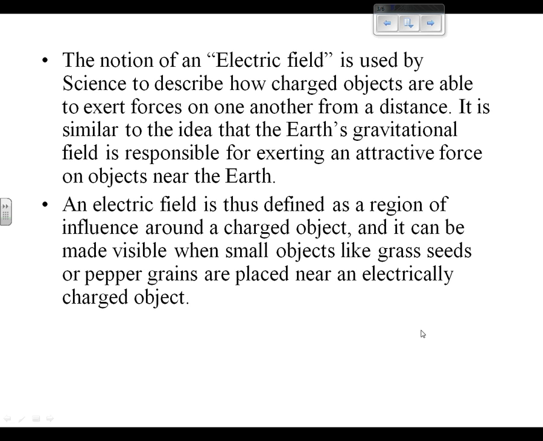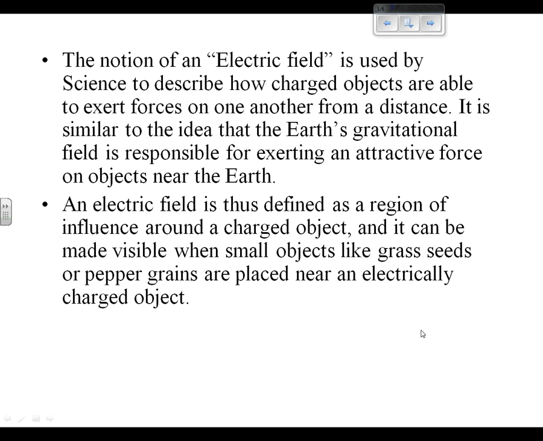The notion of electric field is used by science to describe how charged objects are able to exert force on one another from a distance. Again, review. It's similar to the idea that the Earth's gravitational field is responsible for exerting an attractive force on objects near the Earth. An electric field is thus defined as a region of influence around a charged object and can be made visible when small objects like grass seeds or pepper grains are placed near an electrically charged object. And then we get into that discussion where I like to say it's not really there, but it is.